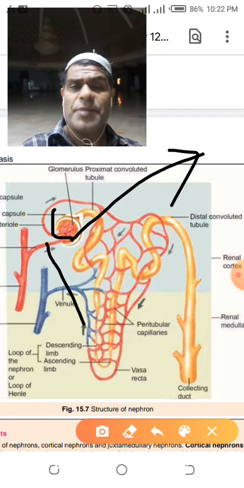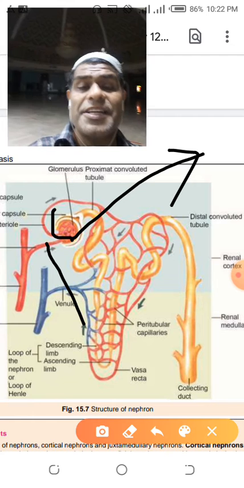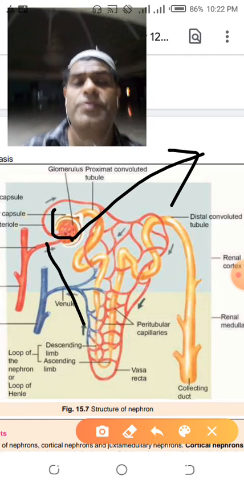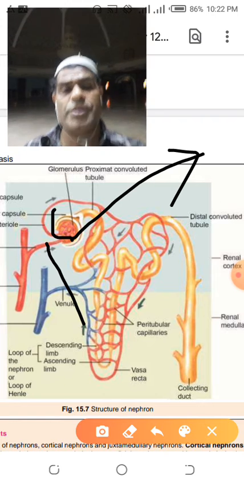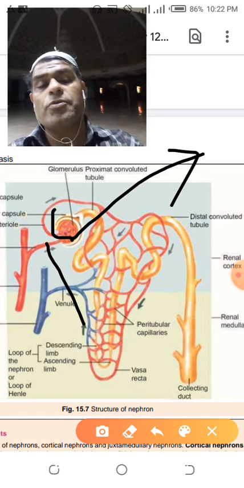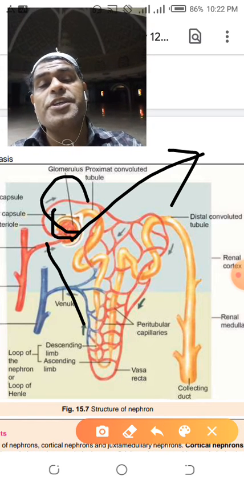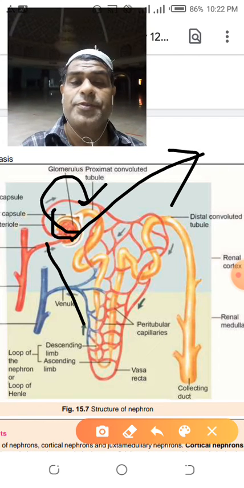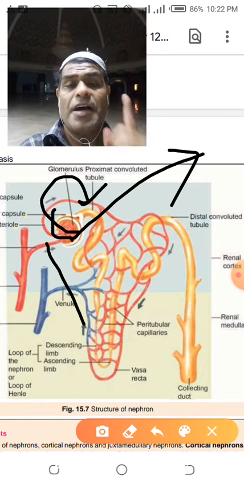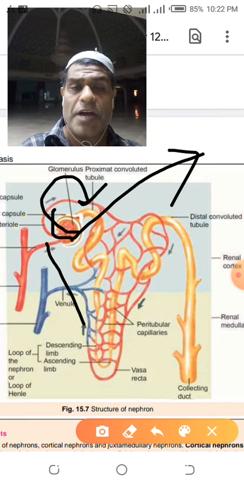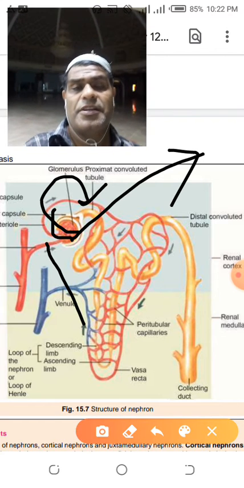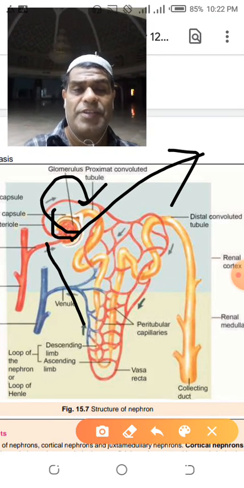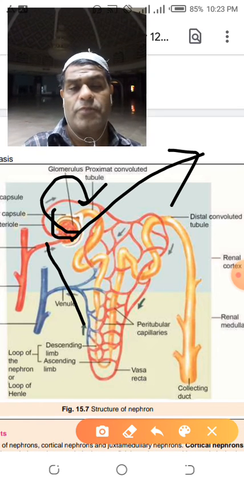Then veins come normally, that is the rule of the circulatory system. But here the circulatory system deviates from the original track. What is the deviation? After the glomerulus, it changes into an efferent arteriole. Efferent arteriole means after the arteriole a capillary is formed, and after the capillary an efferent arteriole is formed. This is the reason that this deviation of the circulatory system in the nephron takes place.